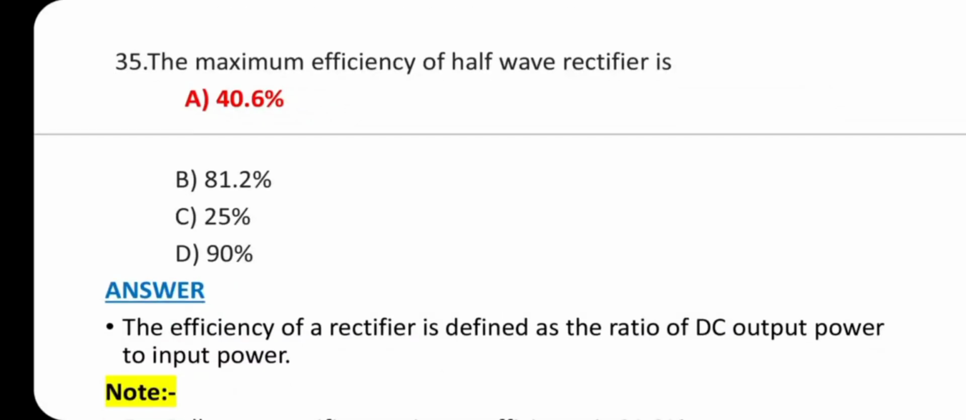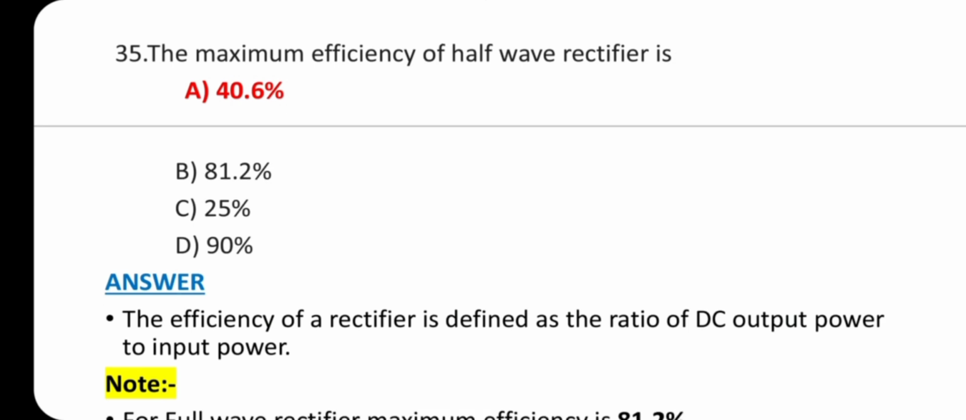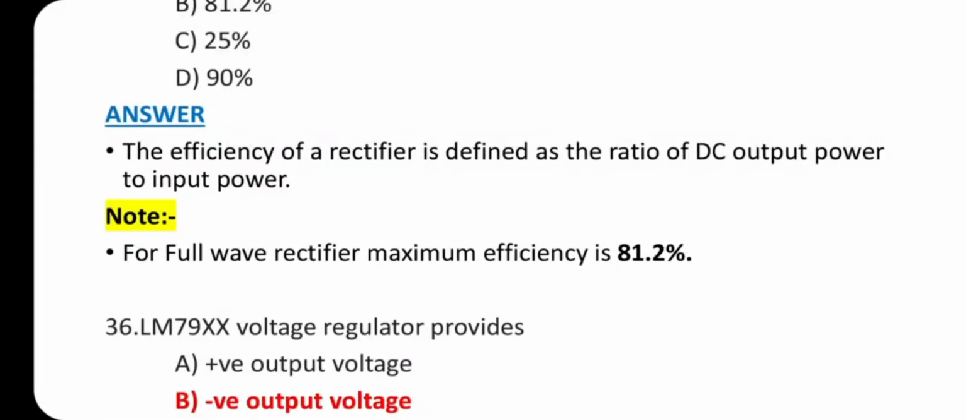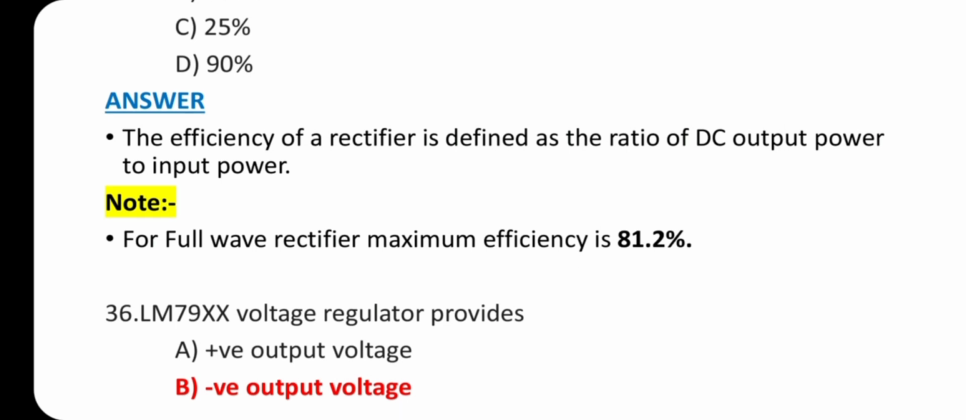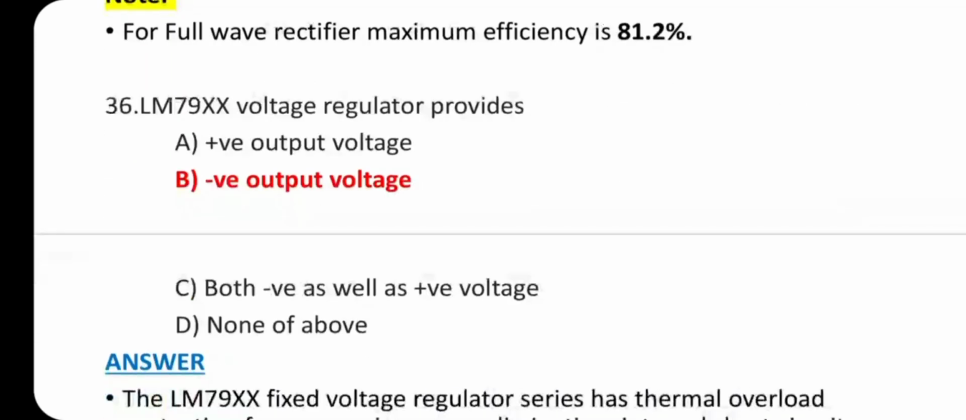Question number 35. The maximum efficiency of half-wave rectifier is option A, 40.6%. The efficiency of a rectifier is defined as the ratio of DC output power to input power. Note: for full-wave rectifier, maximum efficiency is 81.2%.